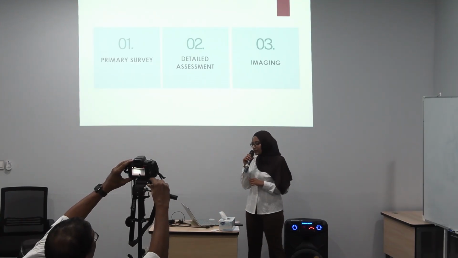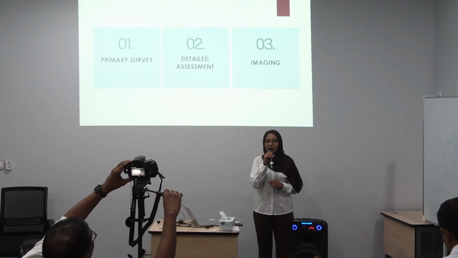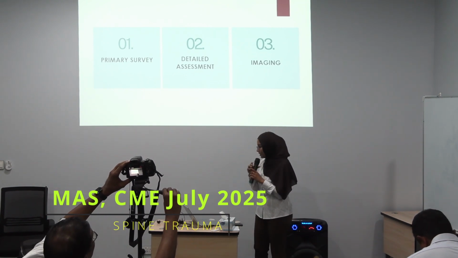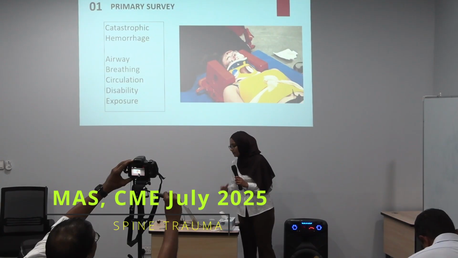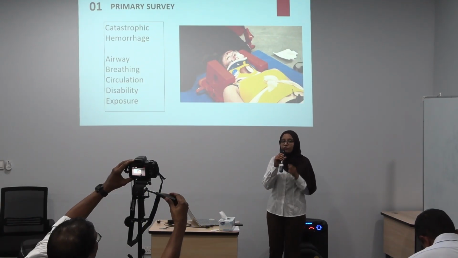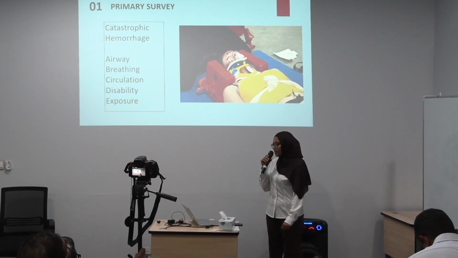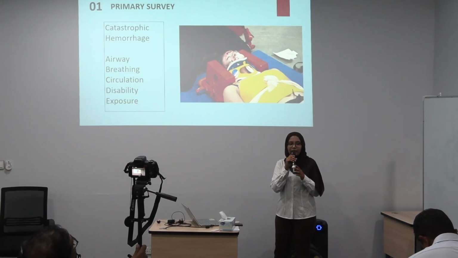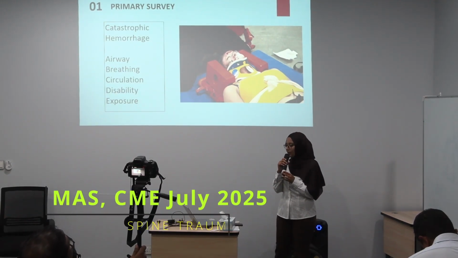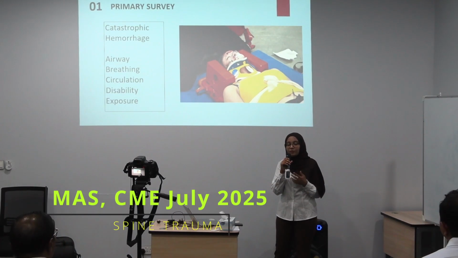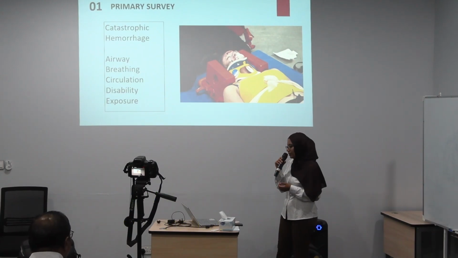For in-hospital assessment, we have the primary survey followed by the detailed assessment and then the imaging protocol. In the primary survey, we follow the ATLS guideline where we look for catastrophic hemorrhage and then we look for the patency of the airway. At this step, we also make sure the cervical spine is immobilized. If we have to shift the patient, we use the log roll maneuver.